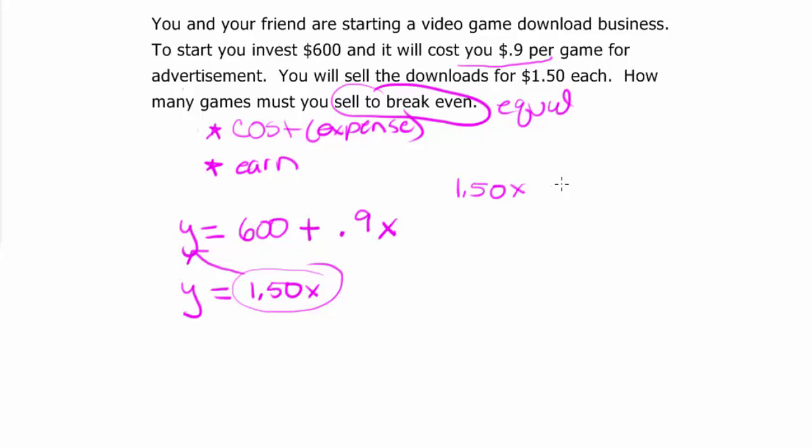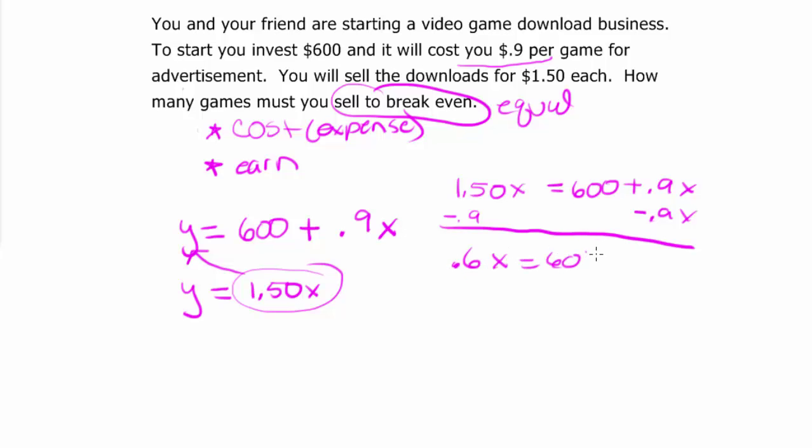1.50x or 1.5x, it's the same thing, equals 600 plus 0.90x. I think I said 9. Okay, now so we're going to subtract the 0.9x. Okay, whoops, hold on. So we have what? 1.5 minus 0.9. So we have 60 cents or 0.6x equals 600. Divide by 0.6. x equals what? Is that 1,000, I think? Yeah. So x equals 1,000.